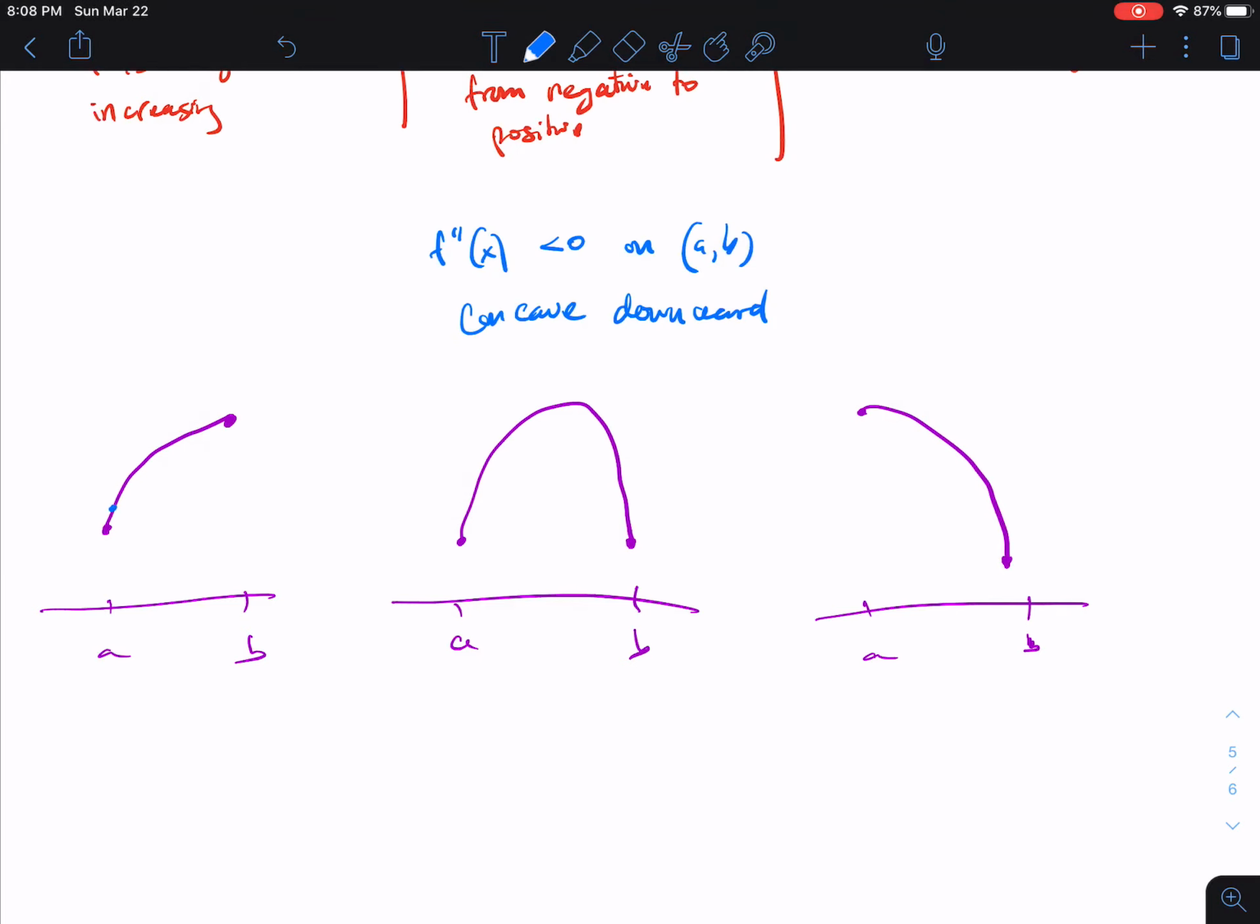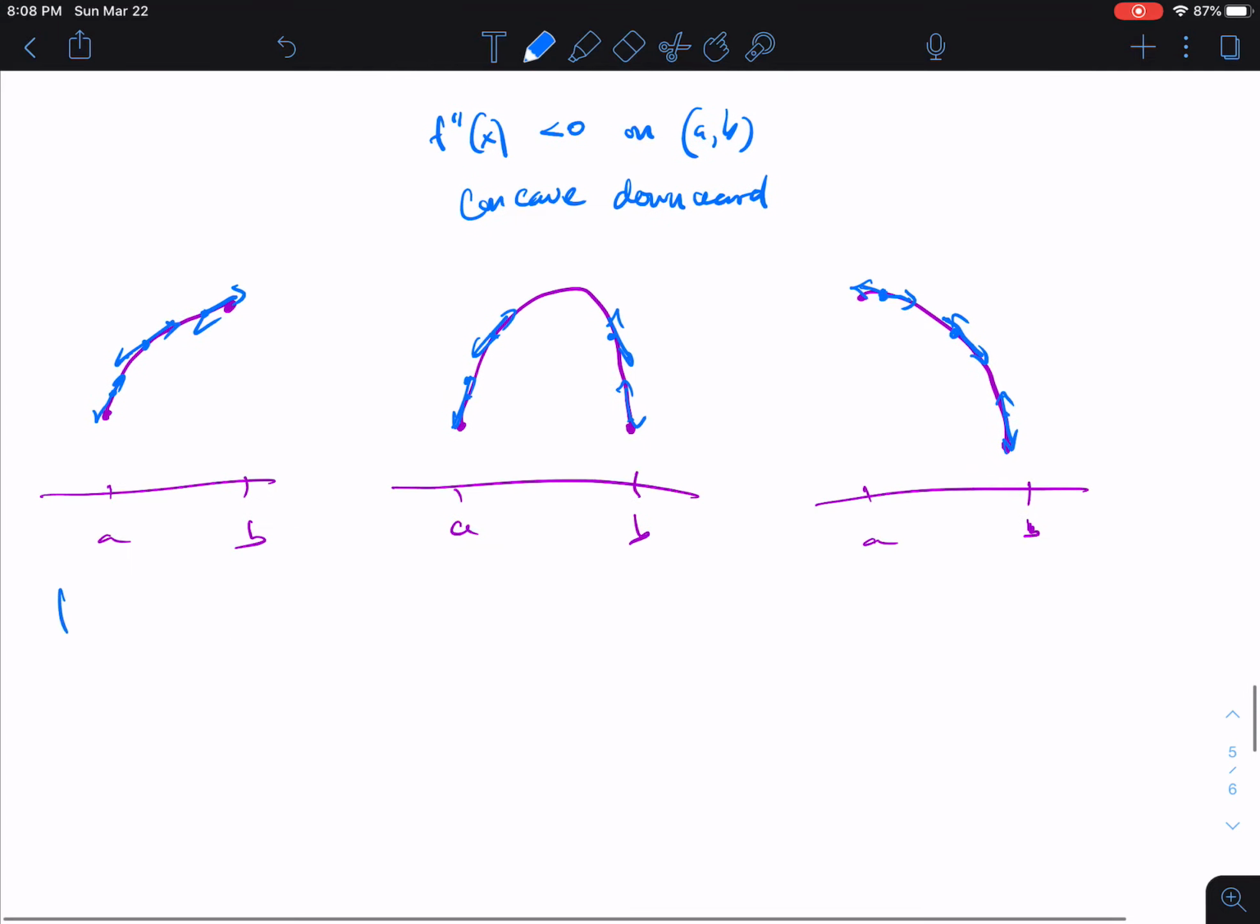So notice that the slopes of the tangent lines are positive, and it's getting less and less steep, so it's decreasing. Whereas this one here goes from a positive slope of tangent line to negative, so that's decreasing. And here it goes from a negative slope of tangent line to an even steeper negative slope, so it's decreasing in that sense. So we say f prime is positive and decreasing.